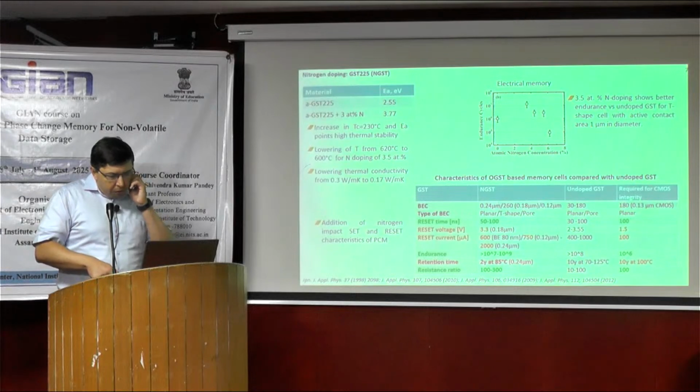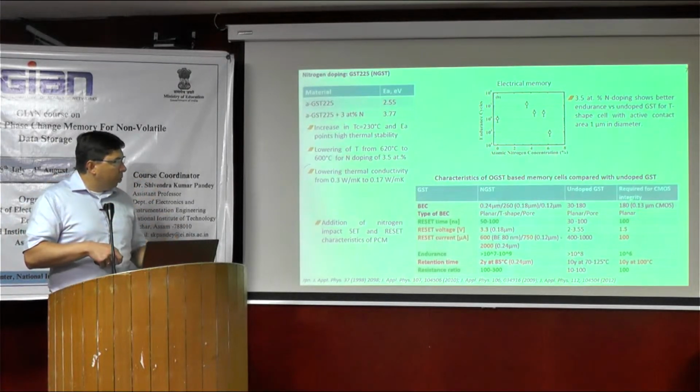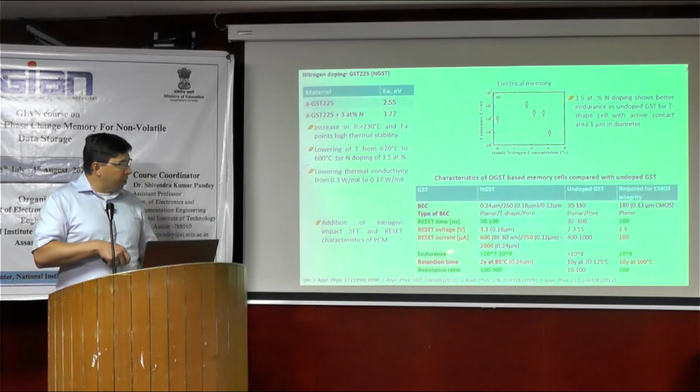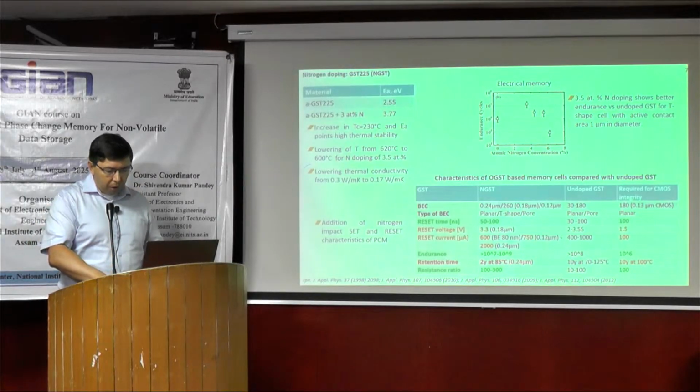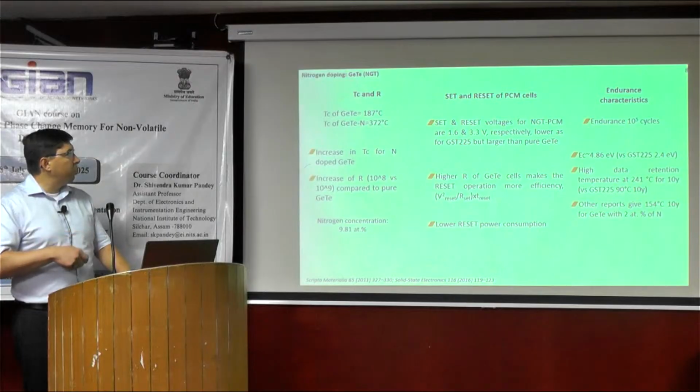So overall, nitrogen doping improves a lot of your phase change material, but somehow the retention time is not good. Maybe it can be improved by other doping. So now let us consider the nitrogen doping in germanium telluride.